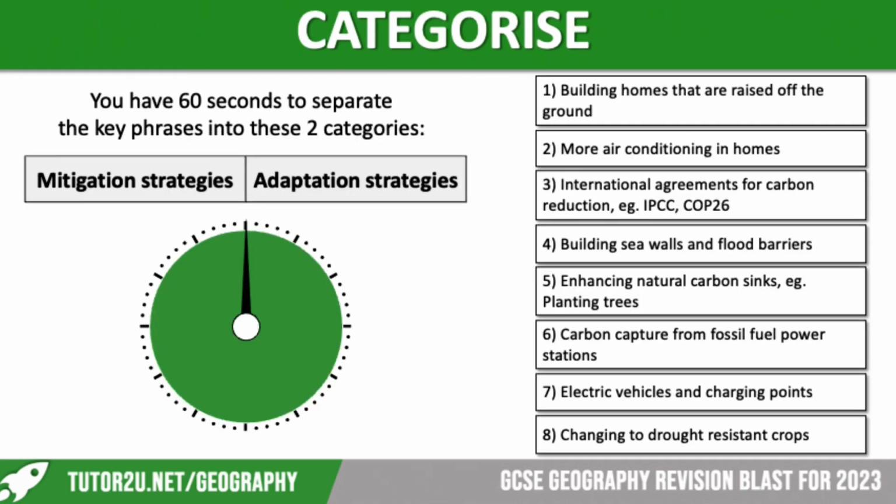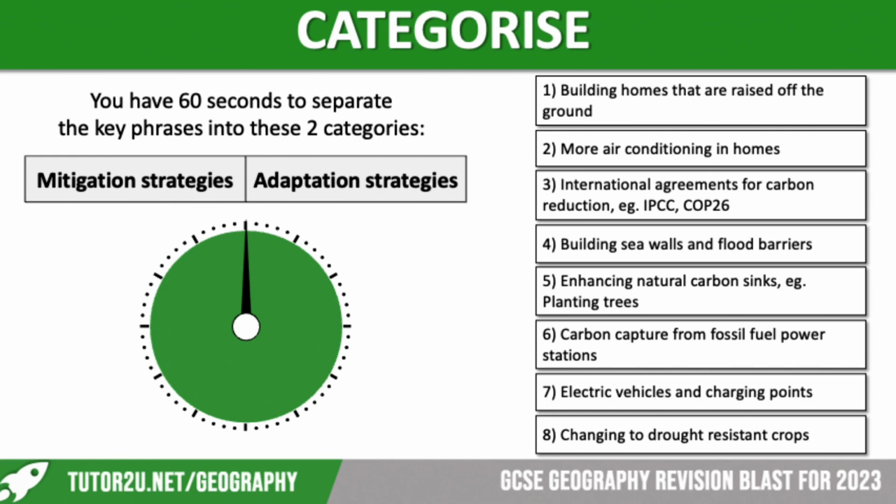Right, we're going to move on to a game of categorise. So you've got 60 seconds to separate the key phrases into these two categories, mitigation strategies and adaptation strategies. So let's just remind ourselves what they are. Mitigation means that you're reducing or you're preventing the greenhouse gas emissions which cause climate change. These strategies can be on a global, national or local scale. And adaptation is responding to the impacts of climate change and trying to make the populations affected less vulnerable. And these tend to be more on a local scale.